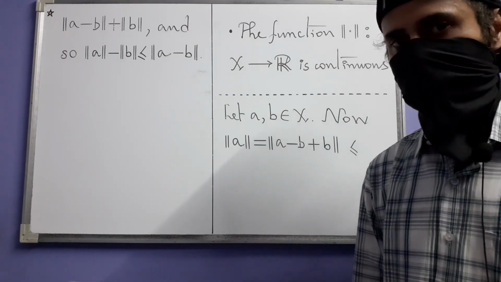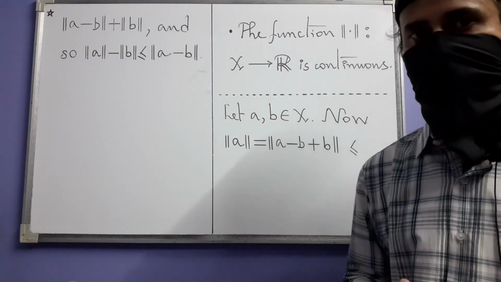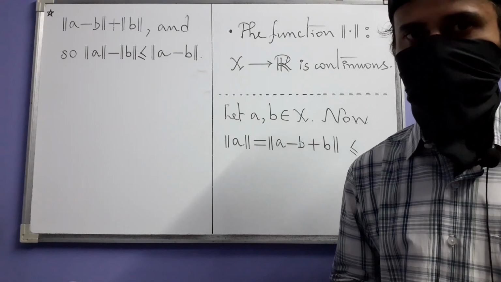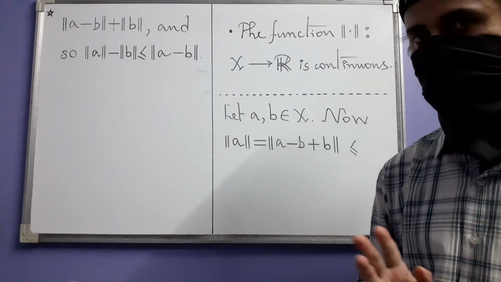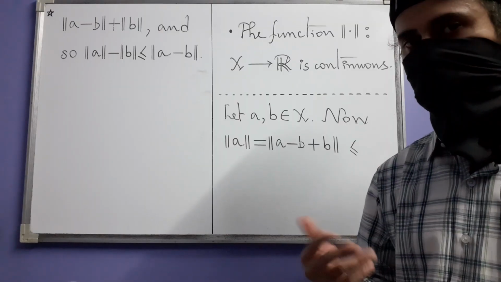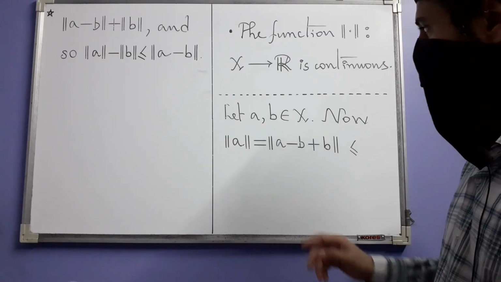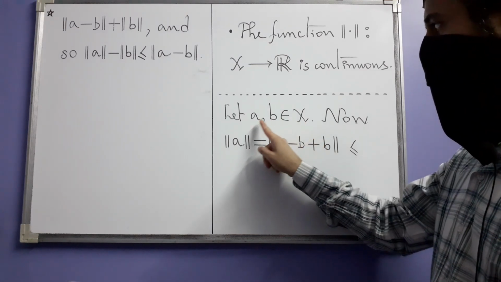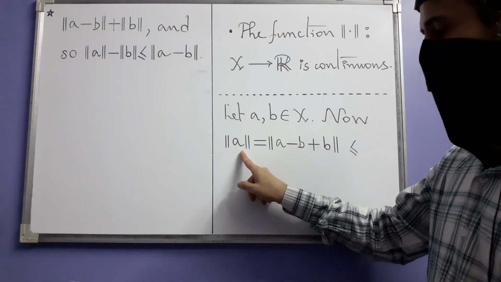Now, in order to prove this continuity, we need an inequality, which is true in any normed space. So let's first establish that inequality. It's not the triangle inequality, but another similar inequality which follows from the triangle inequality. So X is our space, let a and b be two vectors. Now we start with the norm of a.